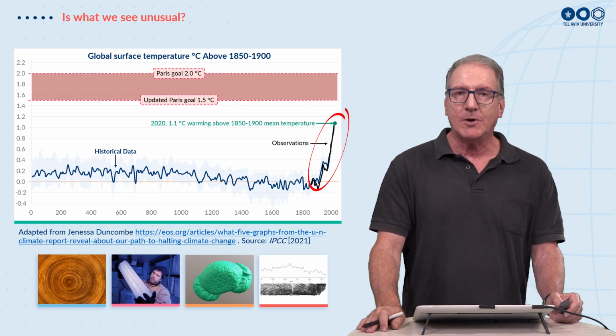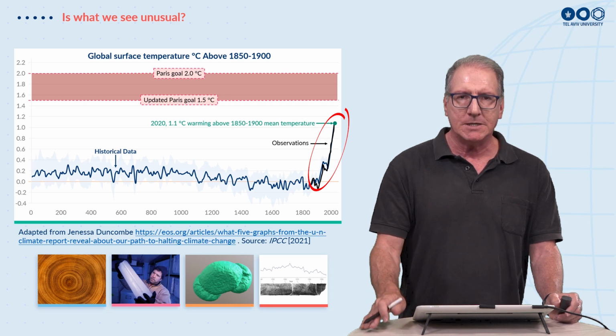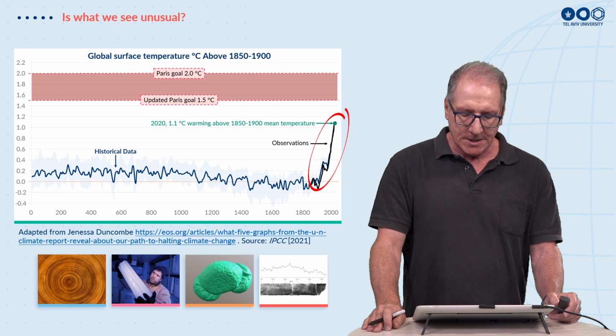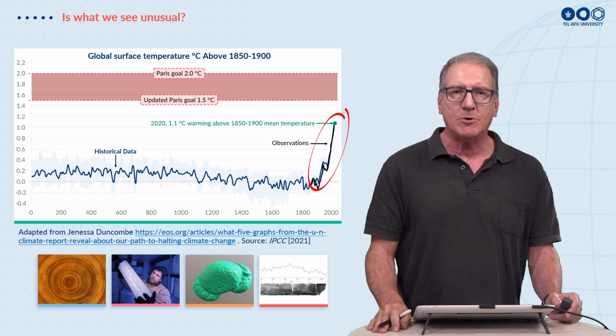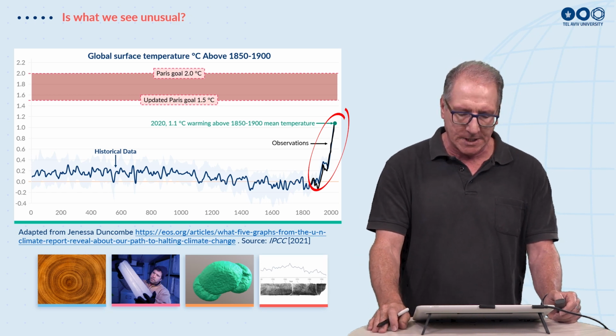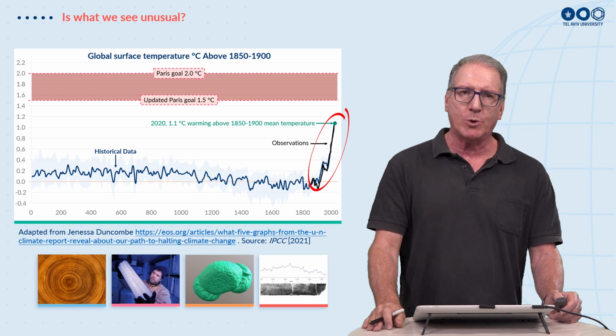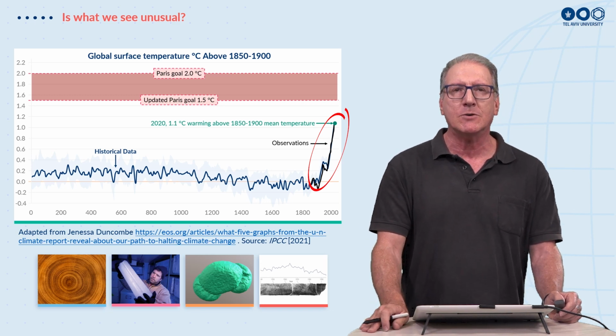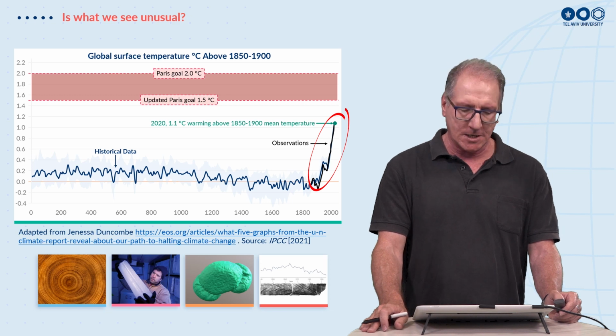And then again, around about 1850, 1900s, things changed direction and started to go up. And as I mentioned, the IPCC report from 2021 showed that we've warmed up now about 1.1 degree relative to this period in the 1800s and beginning of the 1900s.